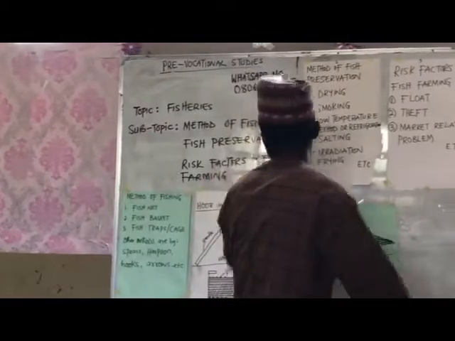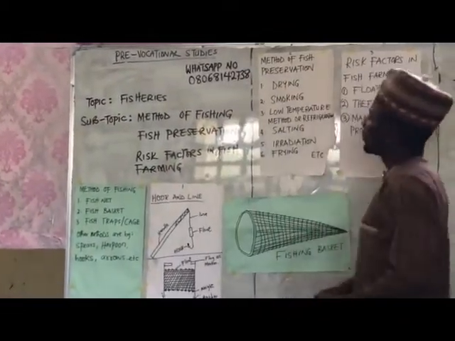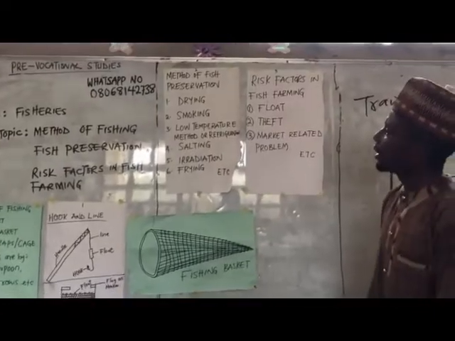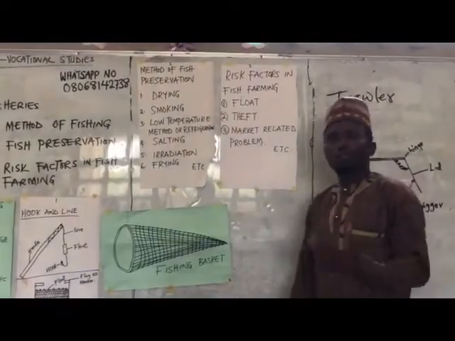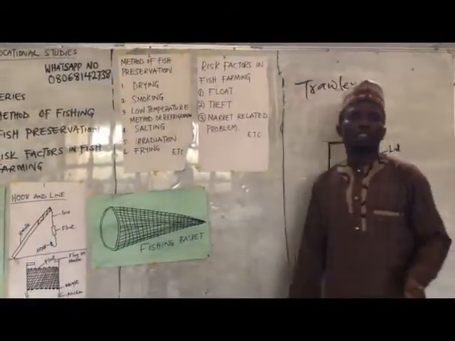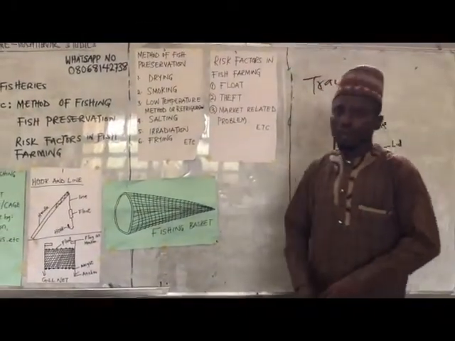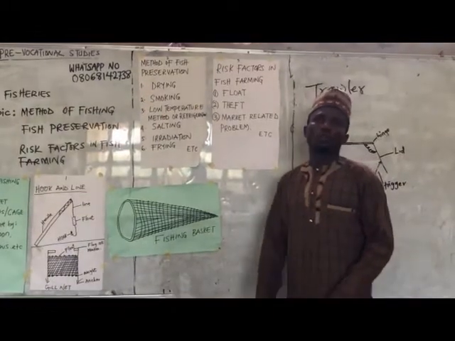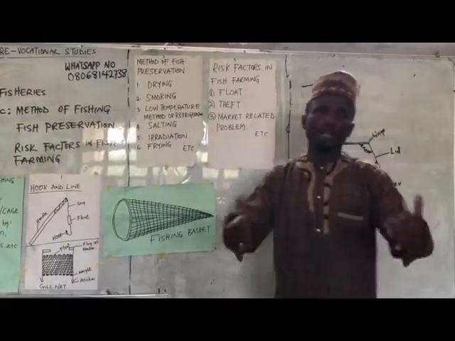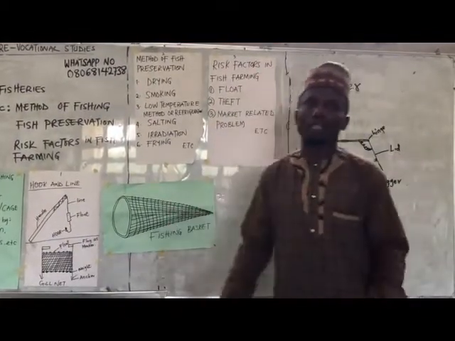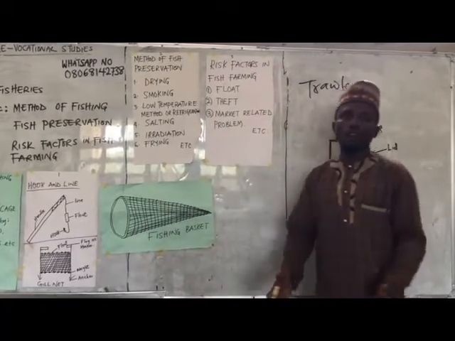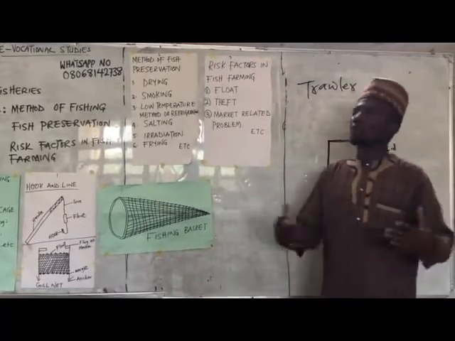Then let's look at preservation. Preservation method. How do you preserve fish? We are talking about fishes. Once you harvest fish, there's no way you can consume all the fish you have harvested. Or when you take the fish to the market, there's no way people will buy everything. So we have to look for a way of preserving it so that it will not spoil.